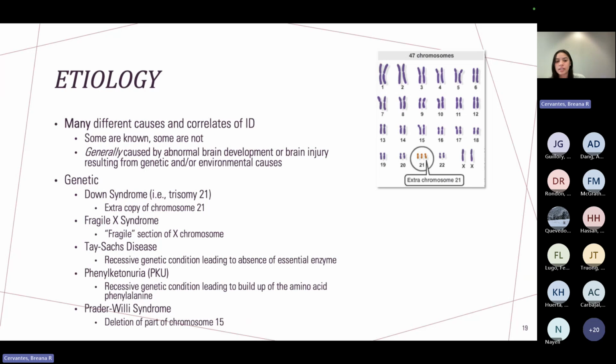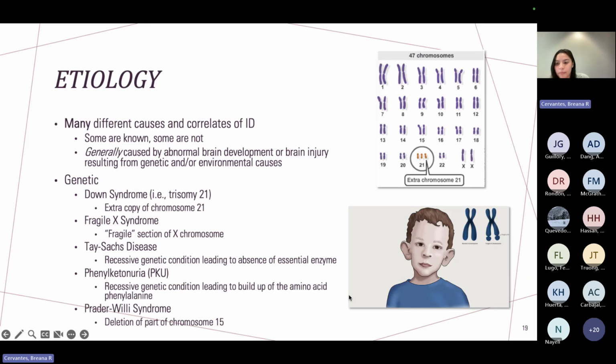So a lot of different genetic risk factors. So these are genetic explanations for having intellectual disability. That's often what we see in medically complex communities. There's this example of Fragile X syndrome.